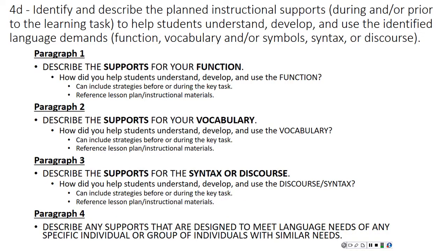All right, so when you're writing this up, this is my support. That's a targeted support that I provide my students in residency too. Paragraph 1, describe the supports for your function. How did you help your students understand, develop, and use the function? Paragraph 2, describe the supports for your vocabulary. Paragraph 3, describe the supports for your syntax or discourse. And then paragraph 4, describe any supports that are designed for specific language needs of any specific students or groups of students.